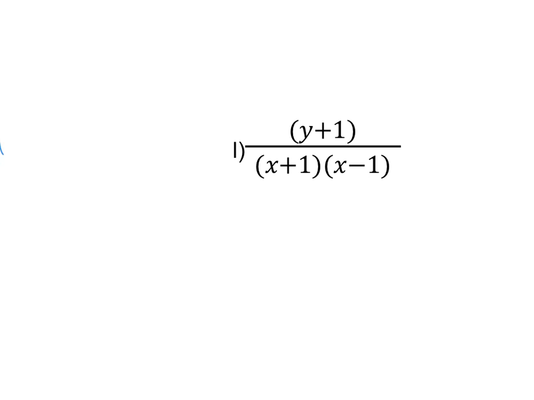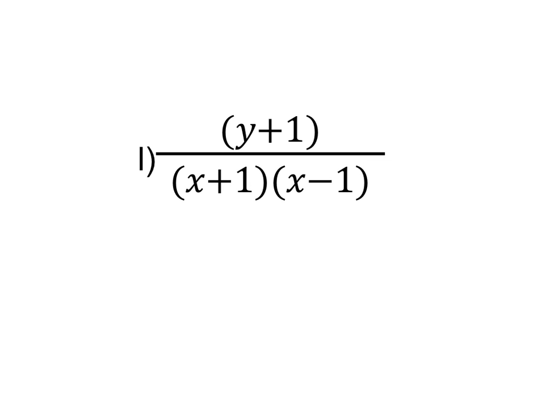Okay, on this one, letter L, last one, we have y plus 1 over x plus 1, x minus 1. So what are you left with? What cancels, I mean? Well, the answer is nothing cancels because that's a y and these two are x's. And remember I said they have to be identical inside those parentheses in order for them to cancel. So since nothing cancels, this right here is your answer.